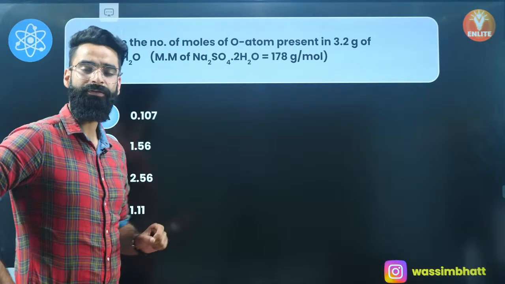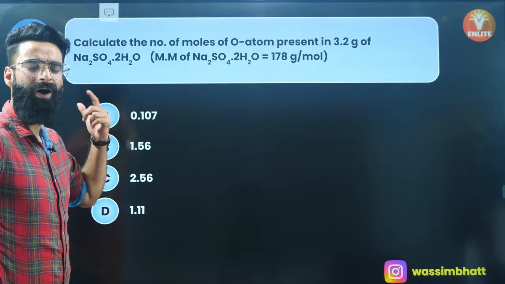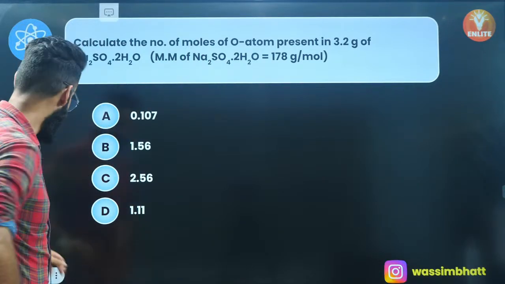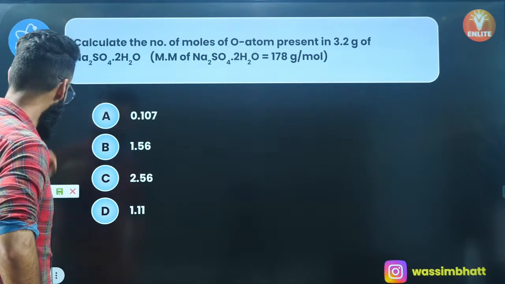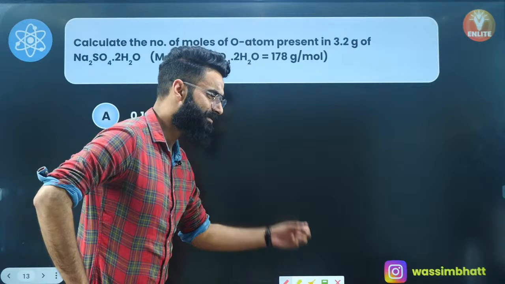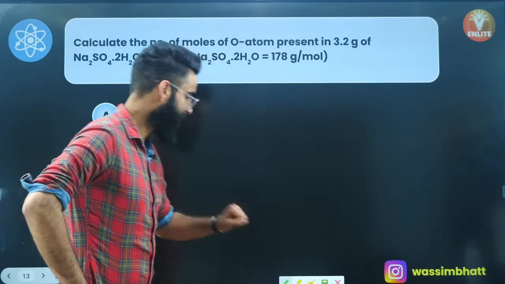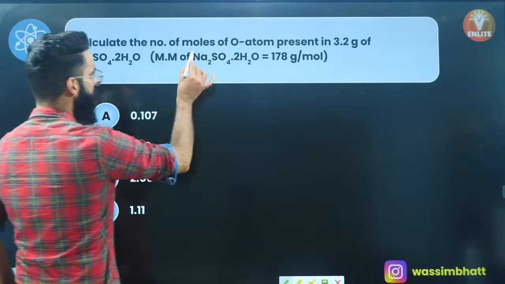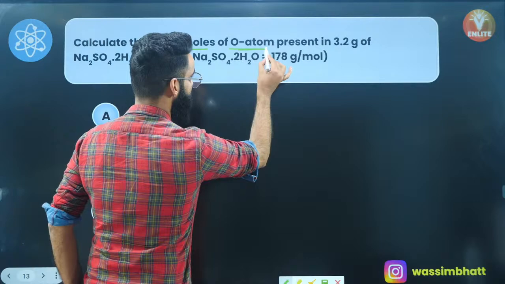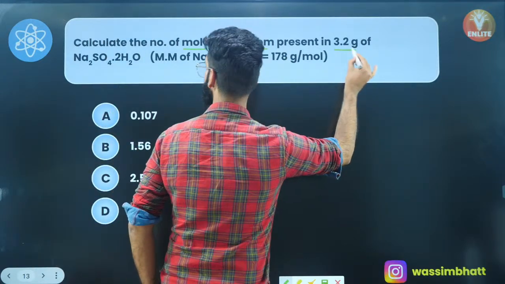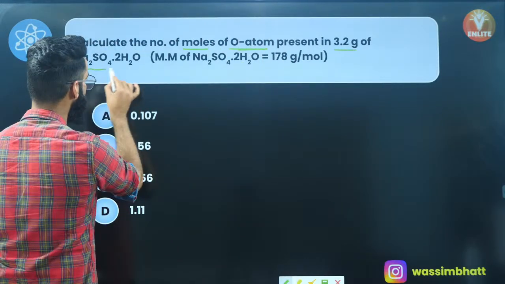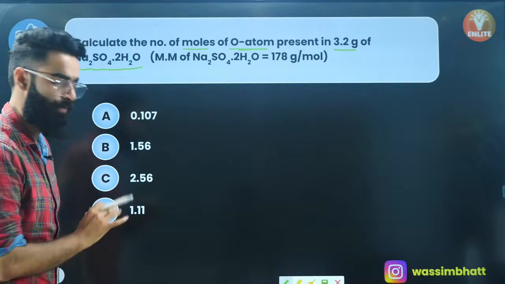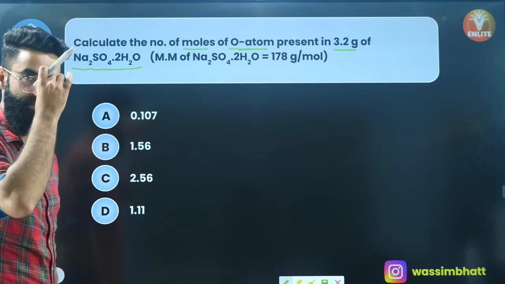This is one more question, and let me show you quickly how we tackle this sort of a question. Have a look, guys. The question is again simple. There is a small concept involved here. Calculate the number of moles of oxygen atoms present in 3.2 grams of Na2SO4.2H2O. This is the question on the screen. Let's try to solve this.